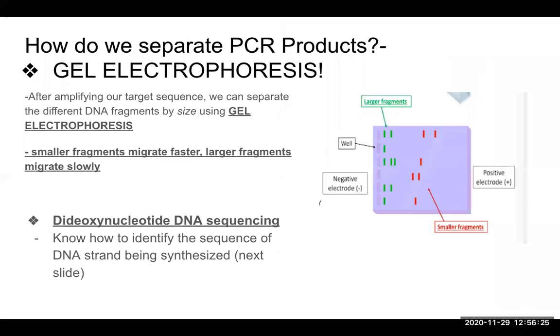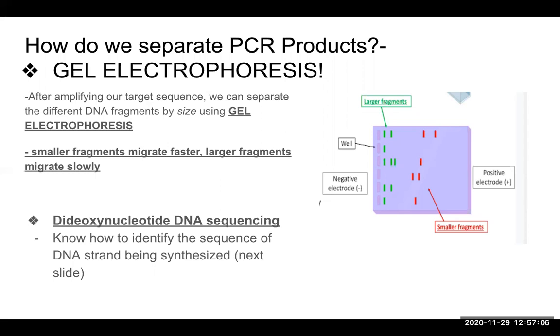Okay, so after you're done running your PCR, generally you can use your PCR products to run different experiments, and we learned about one of them, which was gel electrophoresis. So after you've amplified your target sequence, you can separate the different DNA fragments that you got by size using gel electrophoresis. So when you're looking at a gel, you're going to set it up with the negative electrode at the top of the gel. Or in this case, if you look at the picture, it's on the left-hand side, and then your positive electrode is on the right-hand side.